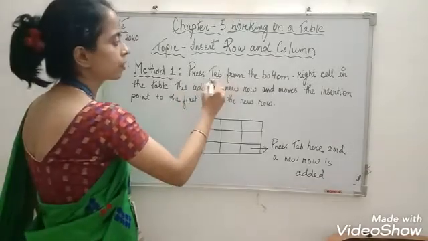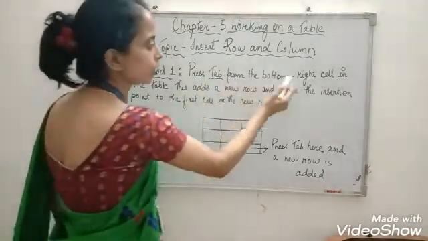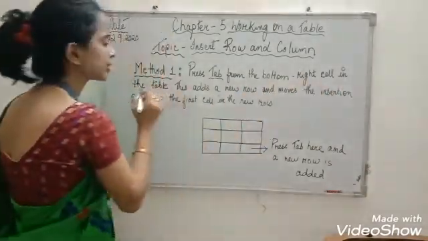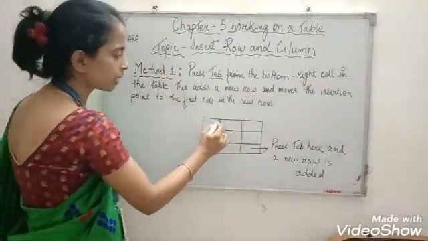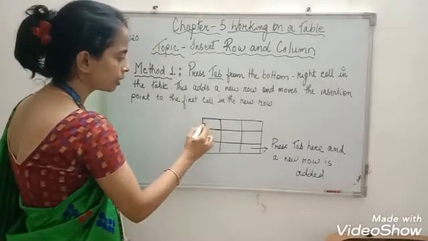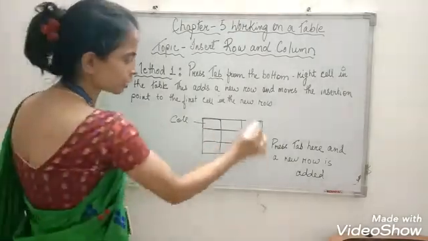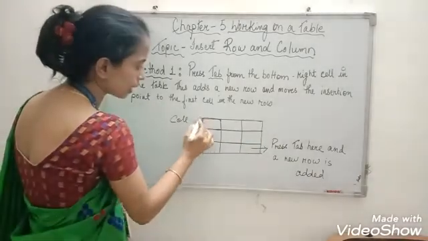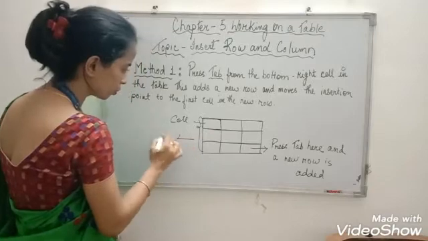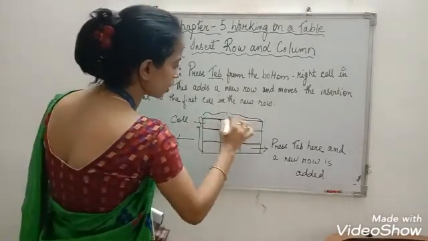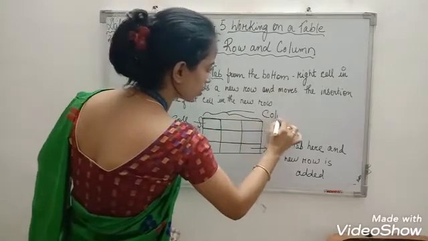Press tab from the bottom right cell in the table. In a table, each particular box we call it what? Cell. Okay, I have drawn this table. These are rows, and these are what, children? How many columns are there? 3 columns.